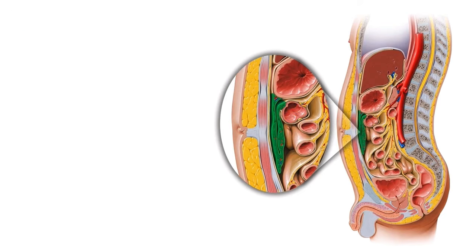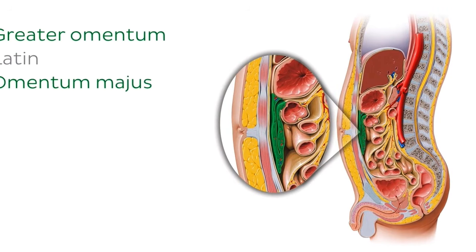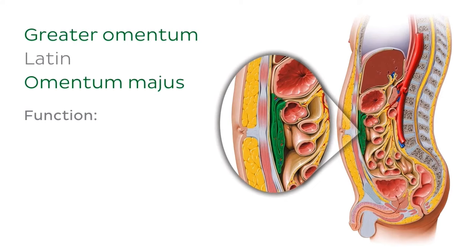Okay, now that we're familiar with the structure of the greater omentum, let's move on to talk about its function. So this is the section of the tutorial where we find out why it is called the policeman of the abdomen. One of the functions of the greater omentum is fat deposition, as it contains variable amounts of adipose tissue.